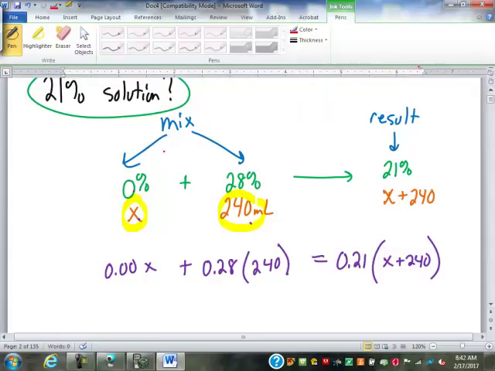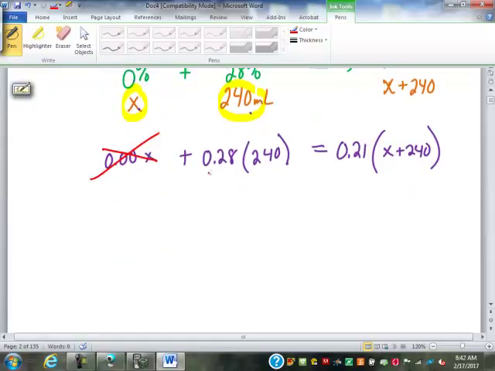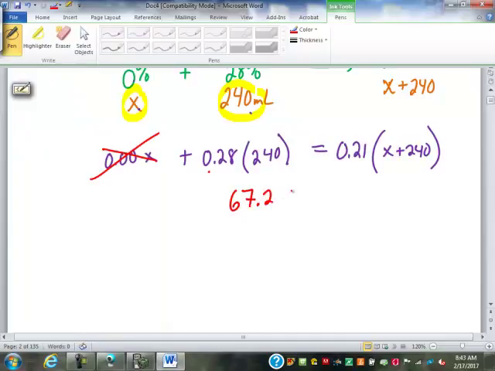Now when we go to simplify this, on the left side we've got 0 times X. That's just 0. So that's gone. We have 0.28 times 240, which is 67.2, equals, over here there's nothing to do inside those parentheses, so we're going to distribute the 0.21. 0.21 times X is 0.21X. 0.21 times 240 is 50.4, I believe.